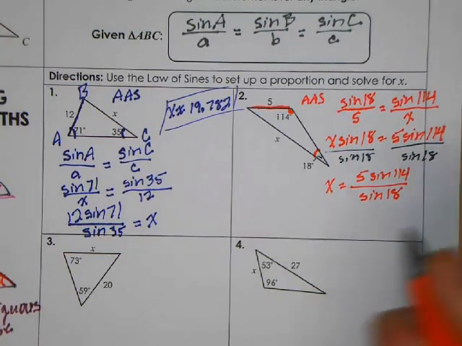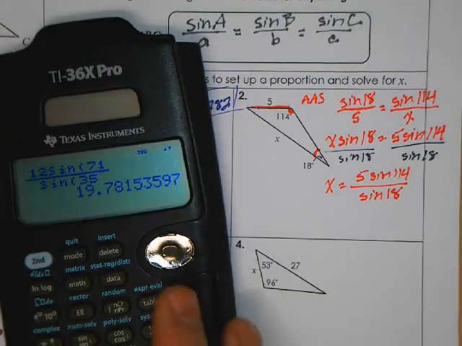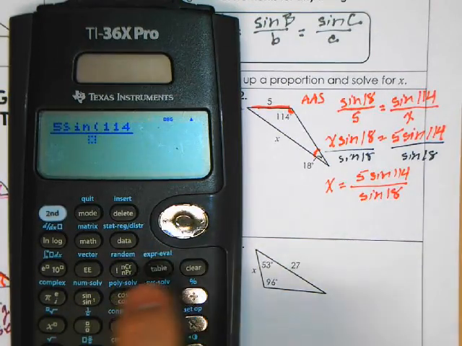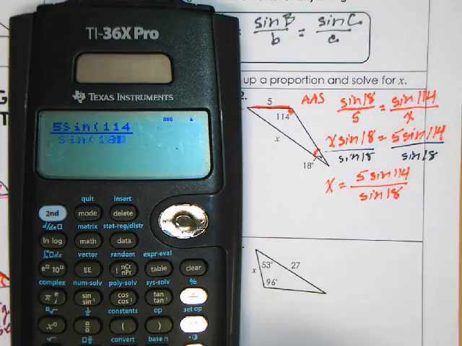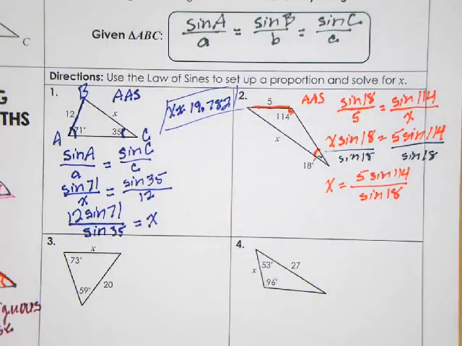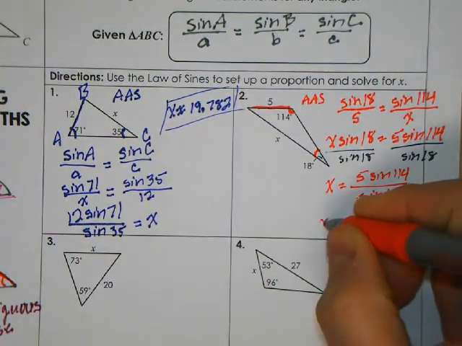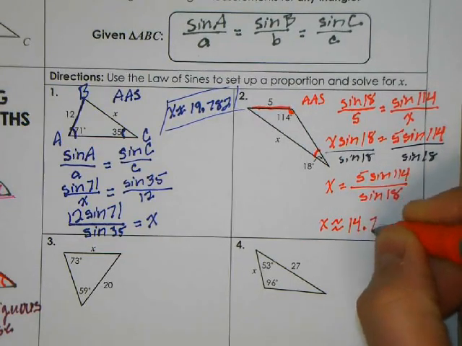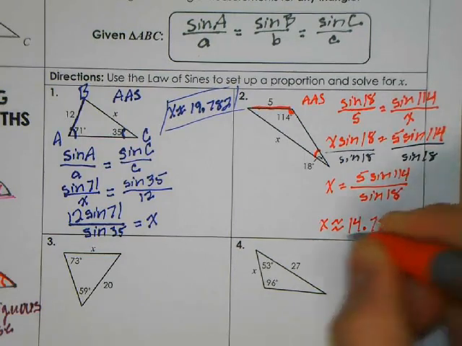And this is where we go to our calculator and see what it tells us. Again, I'm going to hit my ratio button that my calculator has, and I'm going to type it in as 5 sine of 114 in the numerator over sine of 18 in the denominator, and I'm going to wind up with about 14.781 units long. So here x is approximately equal to 14.781 units long.